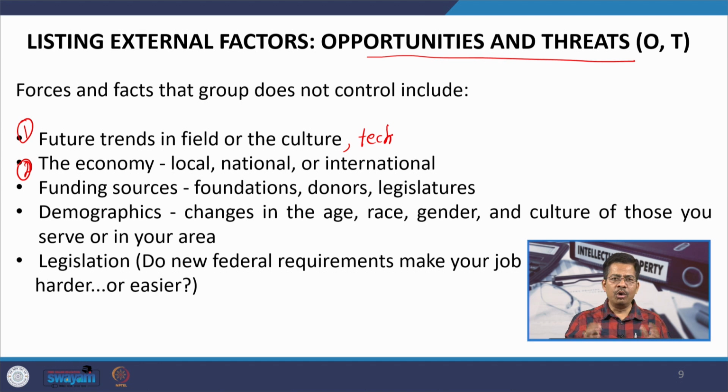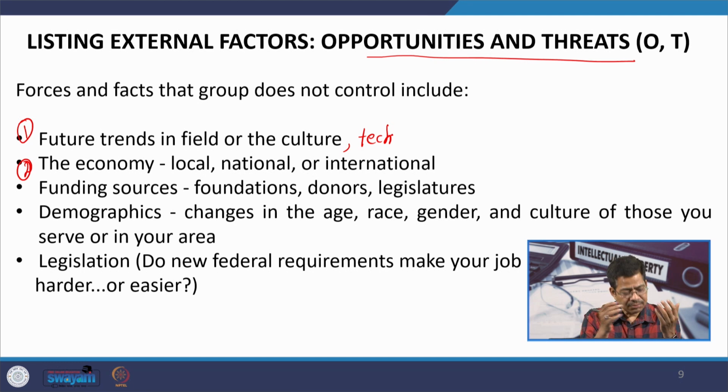How the local economy, national economy, international economy is doing. If economy is growing, it is an opportunity. If there is a decline, there is a depression, there is some kind of negative growth in the economy, then it is a threat. Sometimes national economy is more important, sometimes international economy is more important. If you are, for example, a more export oriented organization, then probably national economy or local economy will not play that much of a role, but international economy will play a more important role.